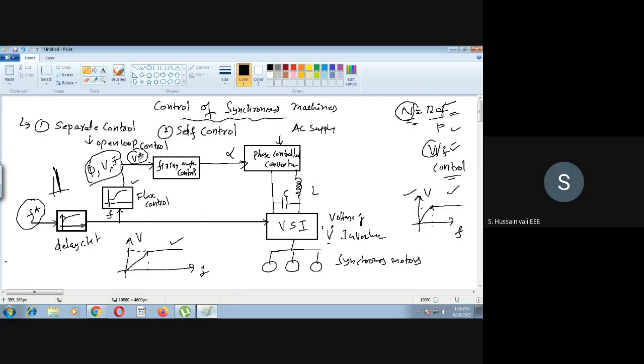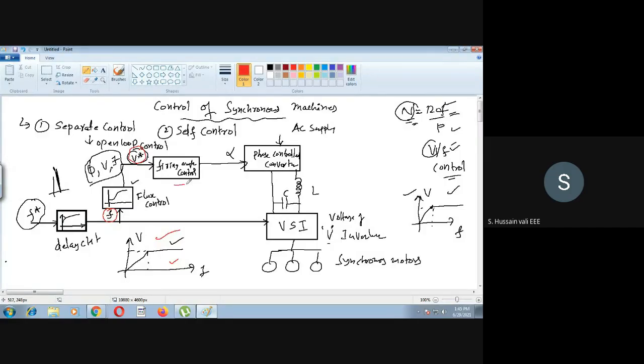It will be decided based upon which parameter? It is decided based upon the parameter frequency. How does it decide this voltage? Using this graph. You are increasing, decreasing, or maintaining the frequency constant. So based upon this graph, is it above or below the rated value? Based upon that, you will decide V star.